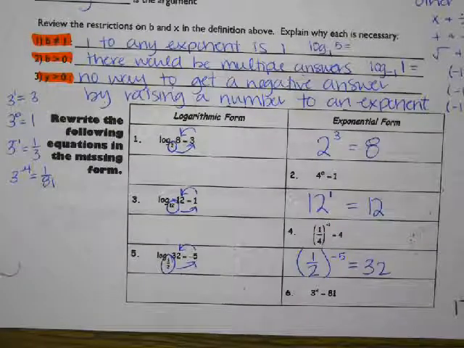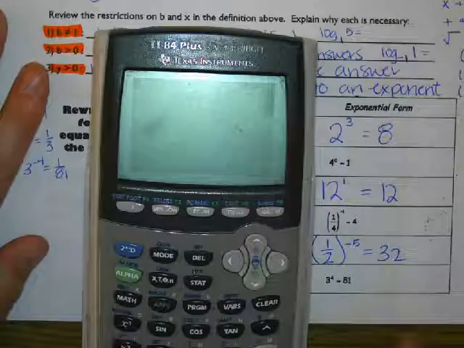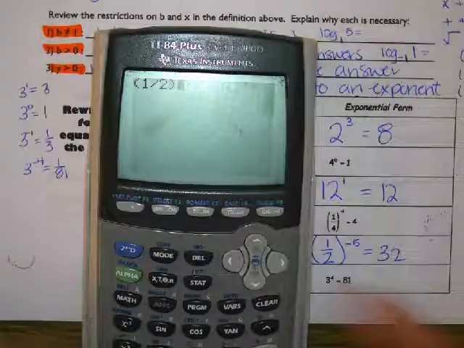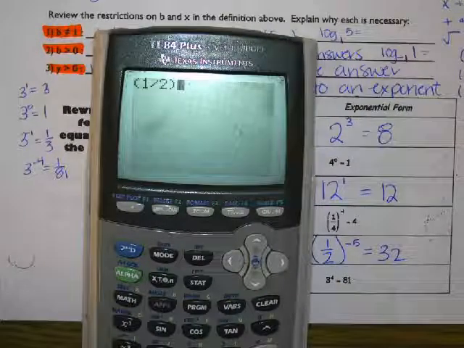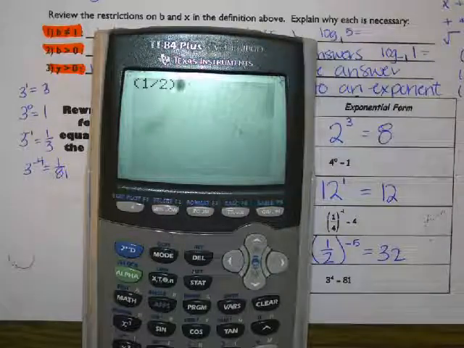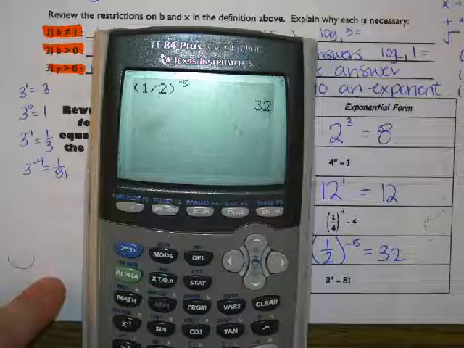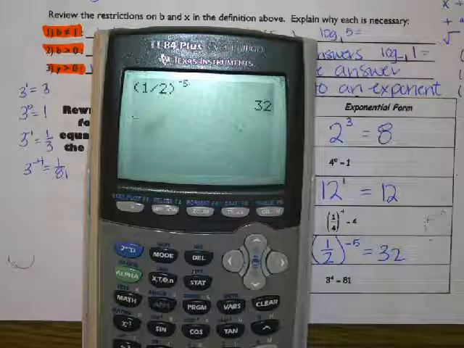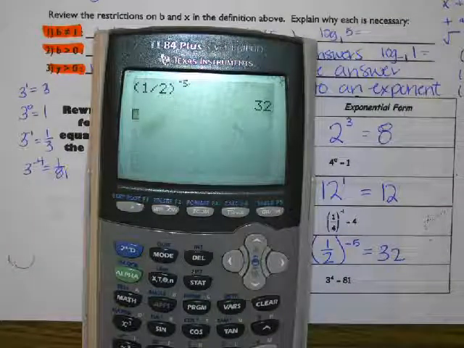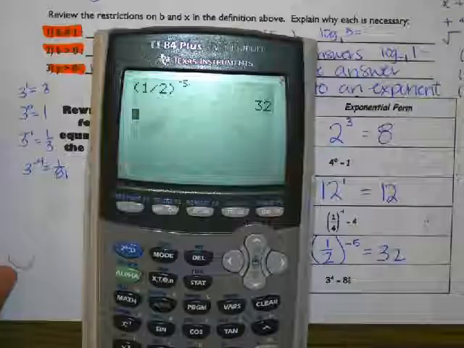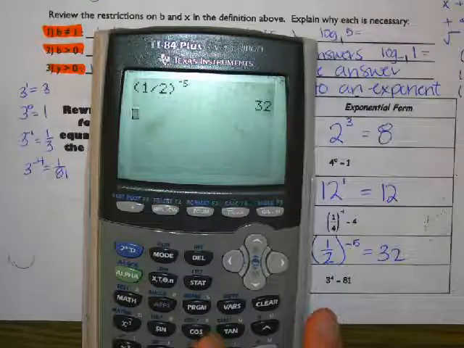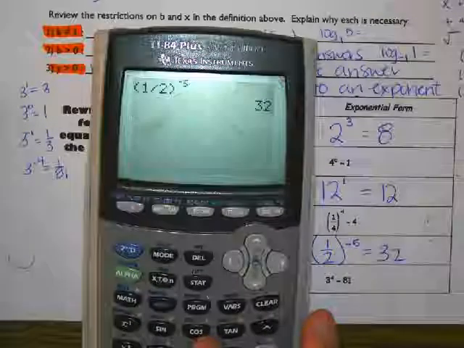So let's go ahead and make sure that we can plug this in on our calculator. So I'm going to type 1/2 inside parentheses. And you can type it like that, or you can use the fraction button. It shouldn't matter. To the -5 does equal 32. So we know we got it right. Okay. So that's how you convert from a log into exponential form.